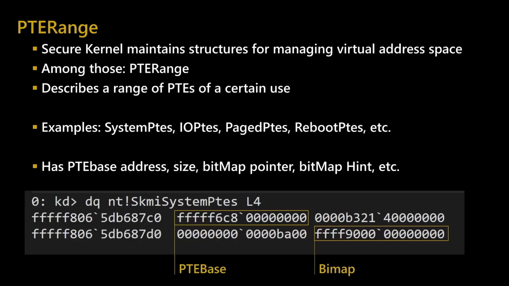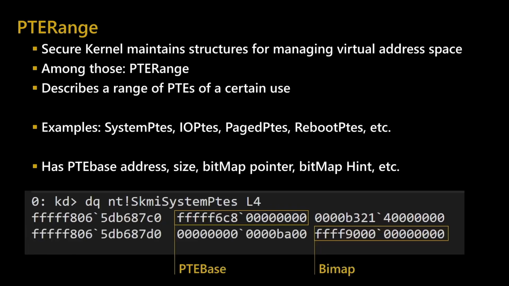Okay, now it's time to talk about some structures. The secure kernel maintains some structures in order to manage its own virtual address space. Makes sense. One of those structures is the PTE range. This structure simply describes a range of PTEs of a certain use. There are some examples right over here. And this structure has exactly what you would expect it to have. It has a pointer to all of the PTEs. It has a pointer to the bitmap, which indicates which of those PTEs are free and which are in use.